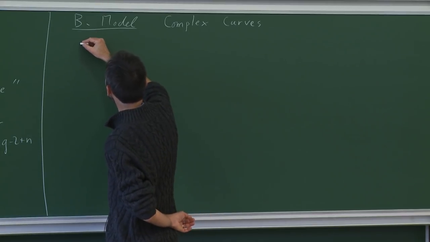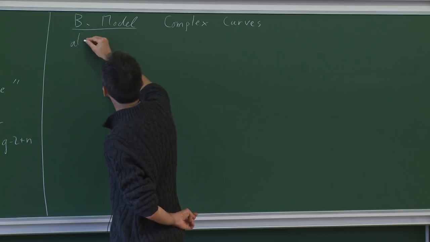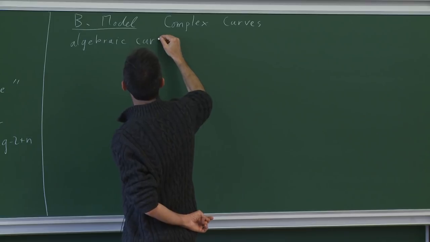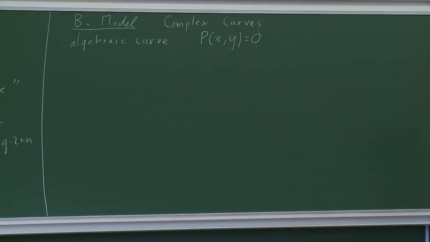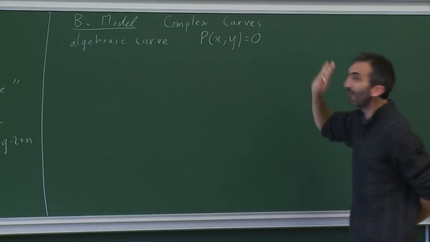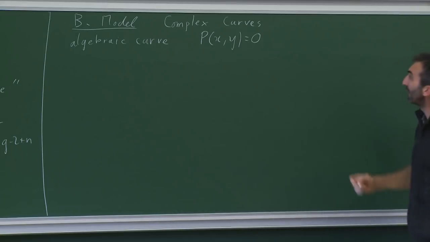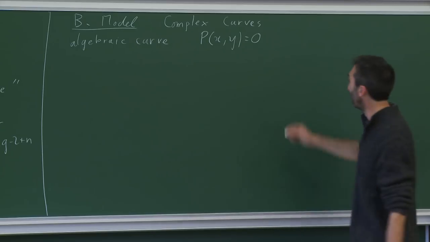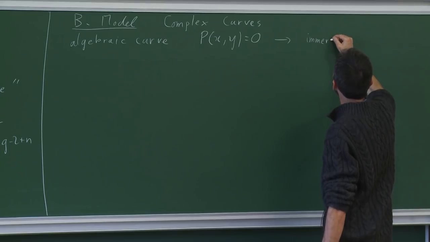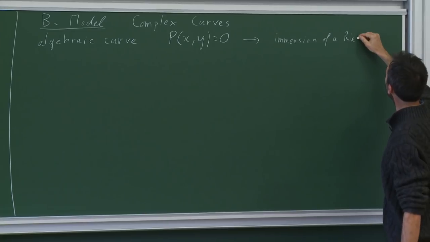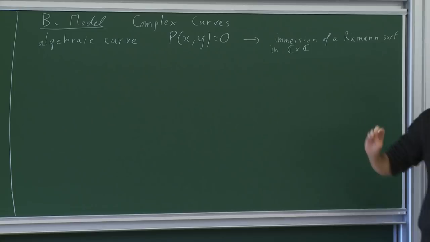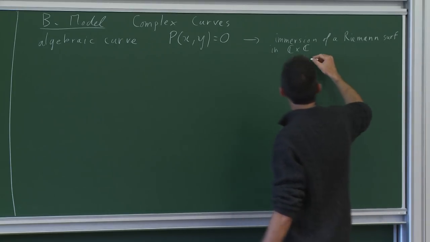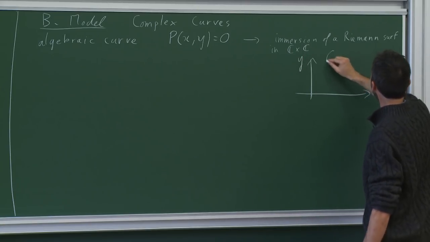So to give an example, imagine that you have a certain algebraic curve, given by its equation P of x, y equals 0. So curves are always embedded in a surface, yeah? For the moment, it's just a polynomial equation P of x, y equals 0. So in fact, I'm considering an immersion of a Riemann surface into C cross C, for instance. This will be just a simple example of what I'm going to call later a spectral curve. So basically, if you plot, you have something like that.